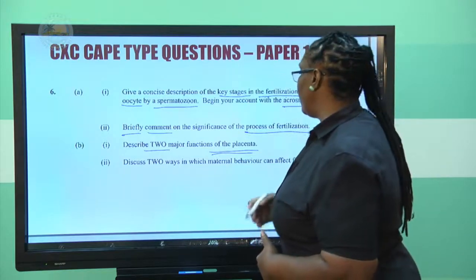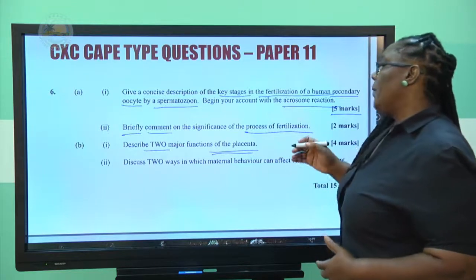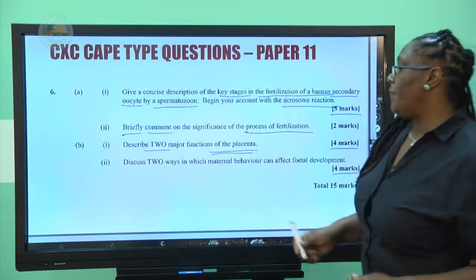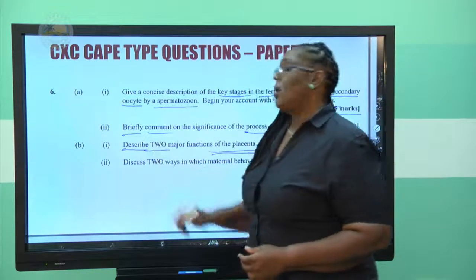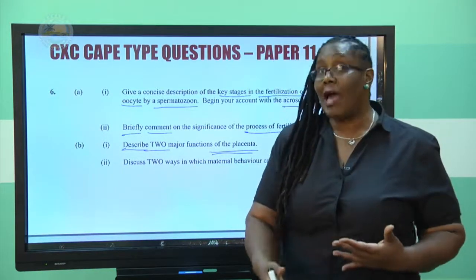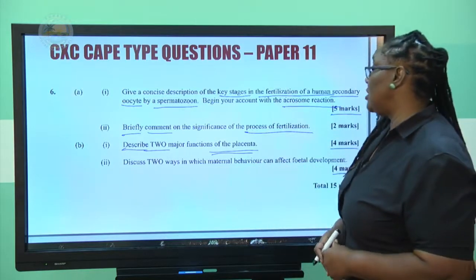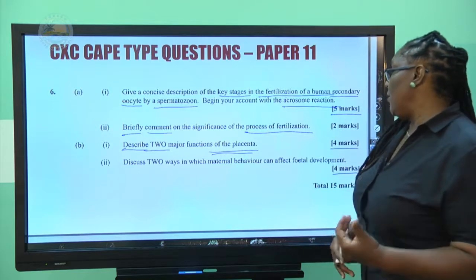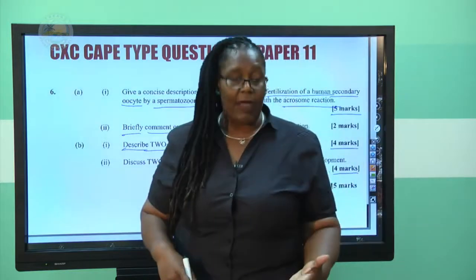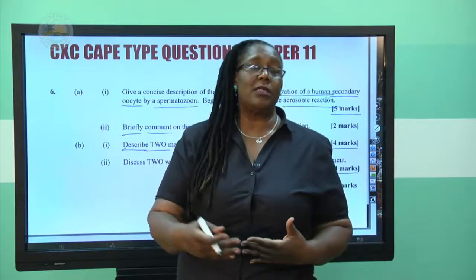Likewise, discuss 2 ways in which maternal behavior can affect fetal development. Here, now note the amount of marks that you have for these questions. So if they ask you to describe, you don't just list, you don't just mention them. You have to describe those functions. Again, if they ask you to discuss 2 ways in which maternal behavior can affect fetal development, you don't just say that smoking cigarettes is unhealthy, is bad for the fetus. You have to go in to speak to why.